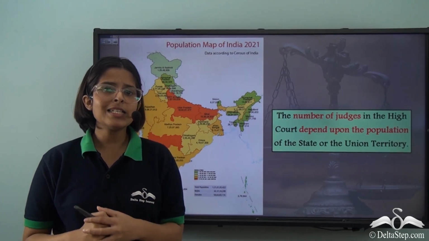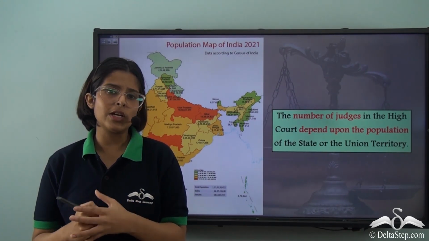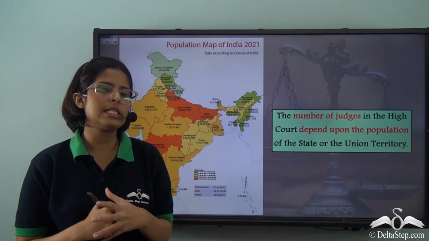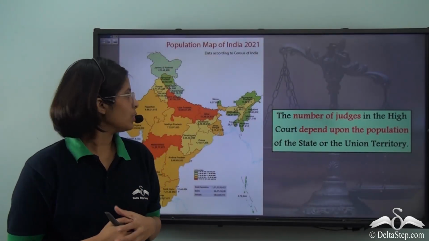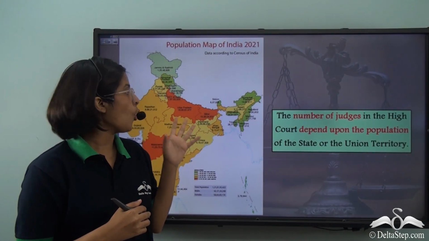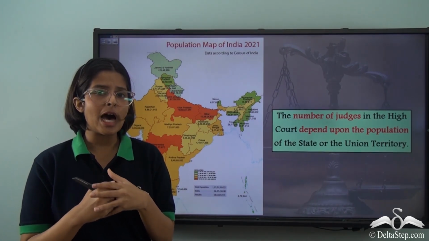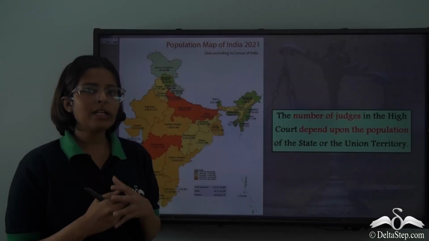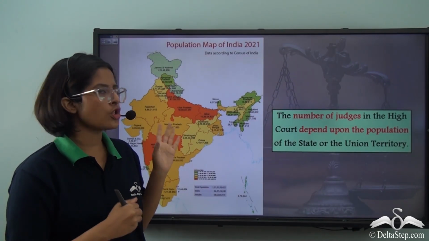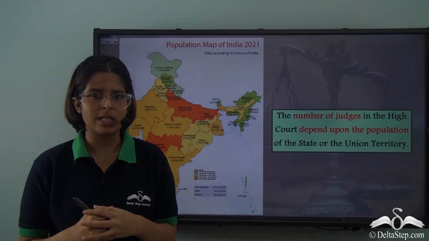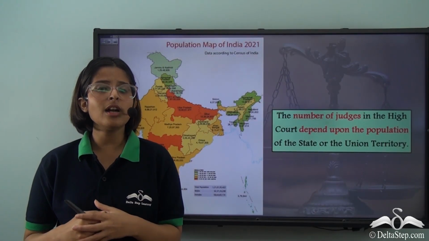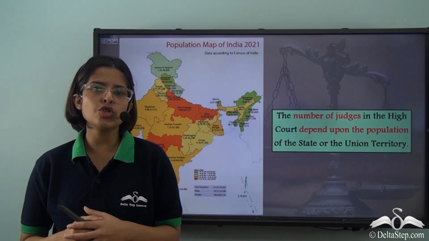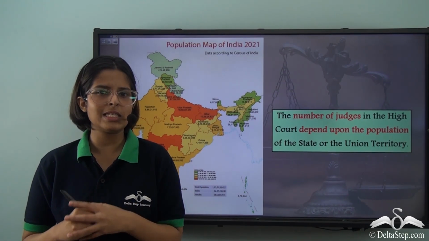Now we know that the size of the states of India differ greatly, and the population, as we can see in this demographical map, also varies across the states. For example, let's look at Uttar Pradesh, which is marked in orange, and it shows that it has a much higher population than, let's say, Rajasthan, which has a similar size but a very different population. It has a much lower population than Uttar Pradesh. So as we can see, since there are a lot of variations in populations throughout the different states, the composition of the High Courts also vary across these states.